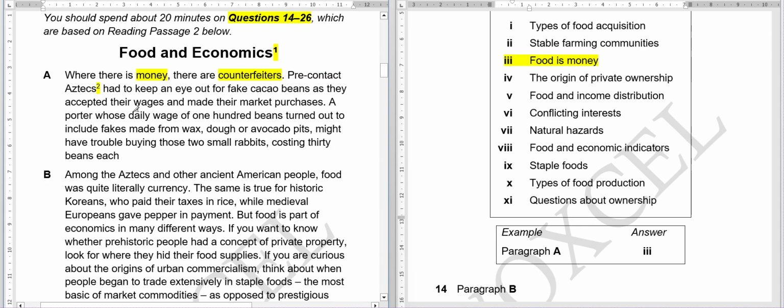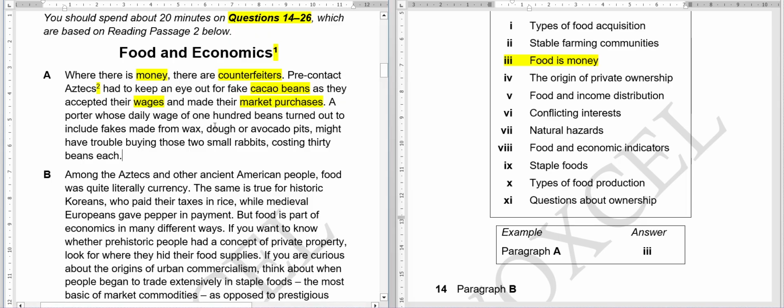Pre-contact Aztecs had to keep an eye out for fake cacao beans as they accepted their wage and made their market purchases. So before money, these pre-contact Aztecs used cacao beans as money. They accepted their wages in this form, and they also did shopping with the help of these beans. A potter whose daily wage of 100 beans turned out to include fakes made from wax, dough, or avocado pits might have trouble buying those two small rabbits costing 30 beans each.